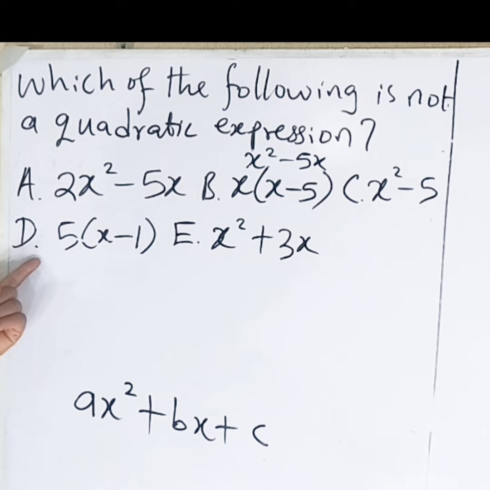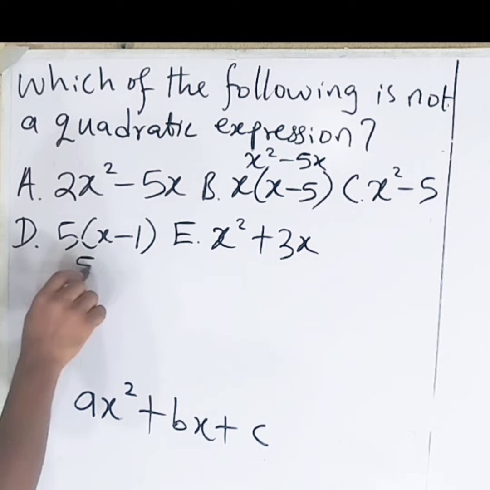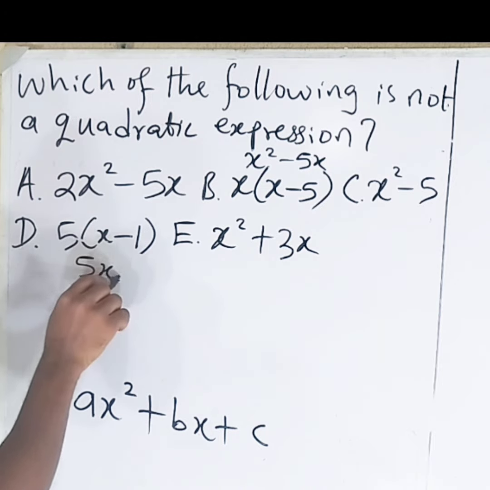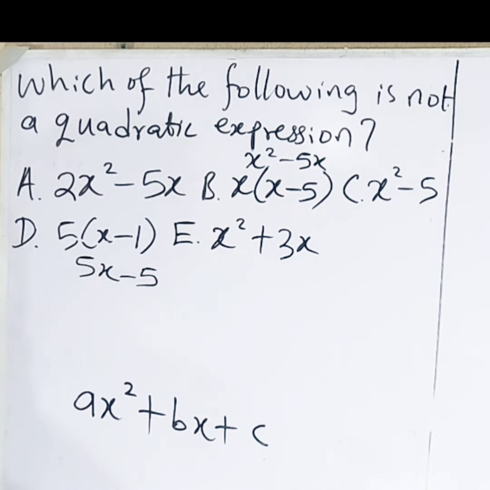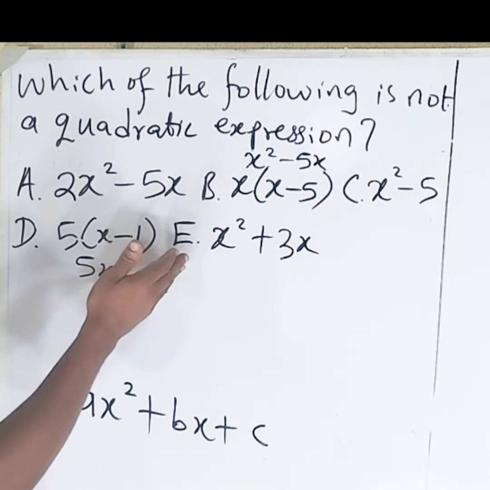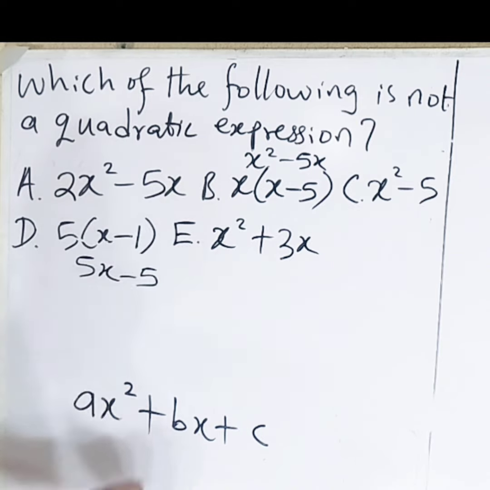We go to D. If you look at D, it's already factorized. When you expand it, you have 5 times x is 5x. 5 times minus 1 is minus 5. This one doesn't have x squared. So this one is not a quadratic expression. If you check E, E has x squared. So E is a quadratic expression.